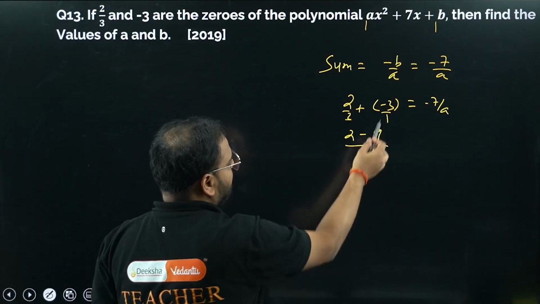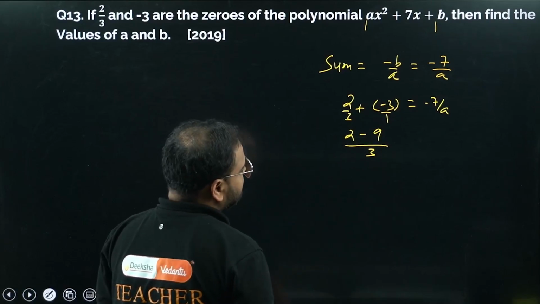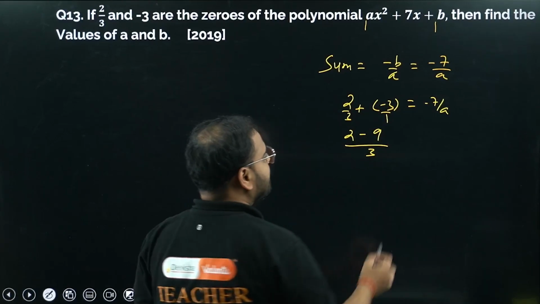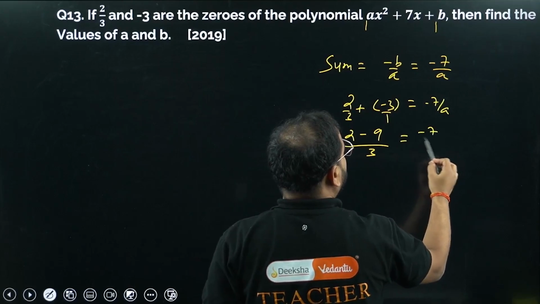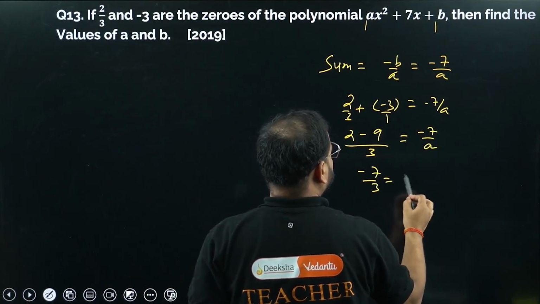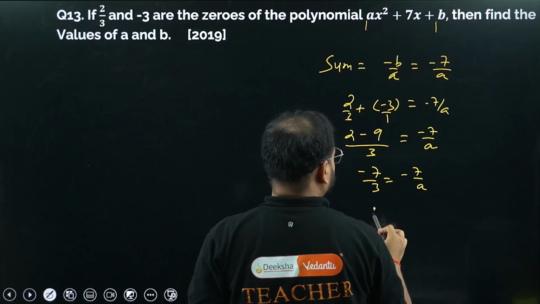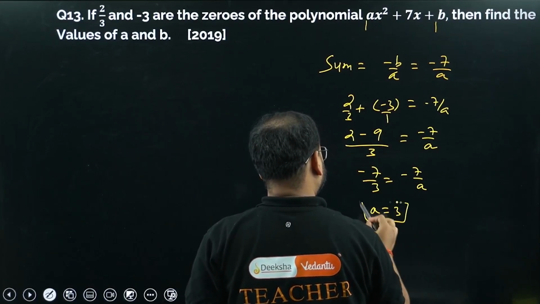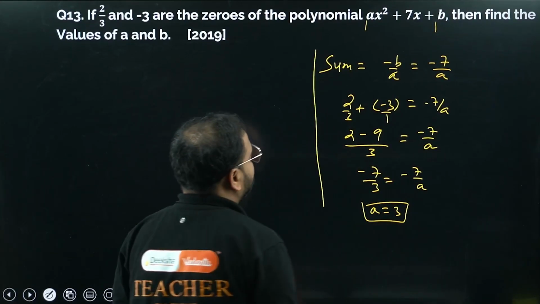Making equivalent fractions, minus 3 into minus 3, minus 3 into 3. So 2 minus 9 over 3 equals minus 7 by a. Compare: minus 7 by 3 equals minus 7 by a. What is a equal to? 3. First one is done. Second variable: check the product.